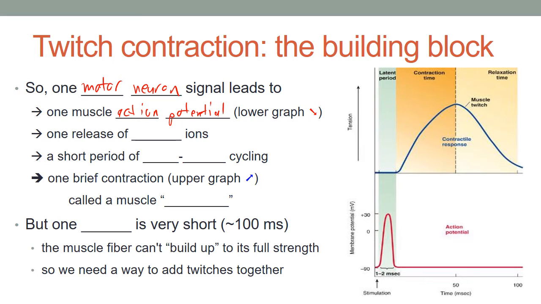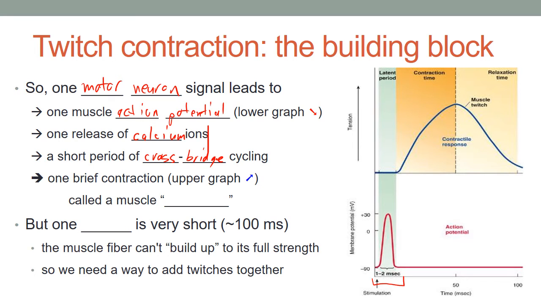And this may seem kind of crazy if you look at the lower graph down here, but one single muscle action potential lasts about 1 to 2 milliseconds. So one motor neuron signal leads to one couple of millisecond action potential on the muscle cell. That really leads to one release of our old friend calcium, and one burst of calcium out into the cell leads to a short period of cross-bridge cycling, and that leads to a brief contraction.